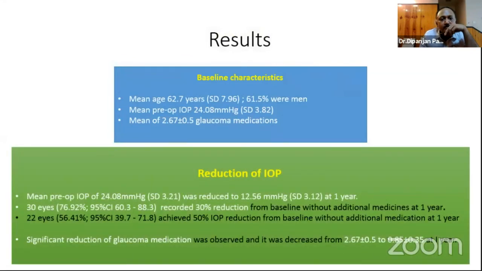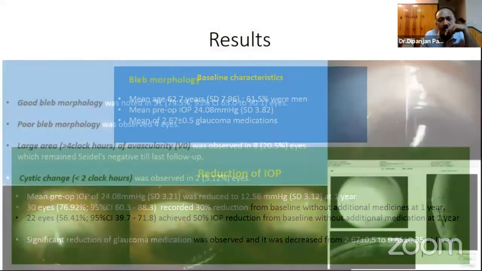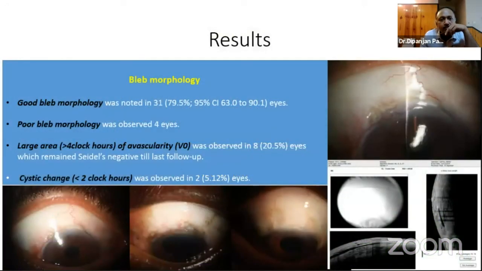What we saw was that the mean preoperative intraocular pressure of 24 millimeter mercury was reduced to 12, and 30 eyes recorded 30% reduction, and 22 eyes recorded almost 50% reduction. There was significant reduction of glaucoma medication at 1 year. We had good bleb morphology in almost 80% eyes, poor bleb morphology in 4 eyes, and also a large area of avascularity was seen in 20%, that is 8 eyes, and cystic change was observed in 2 eyes.